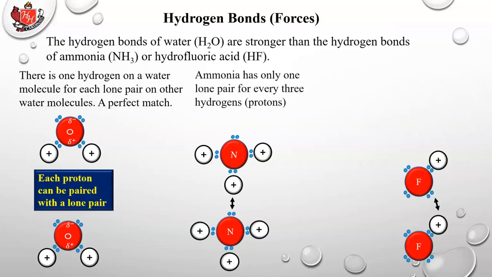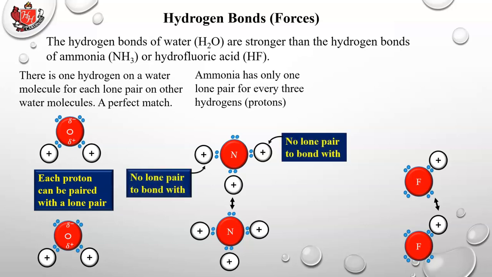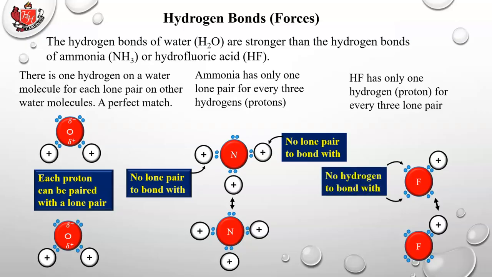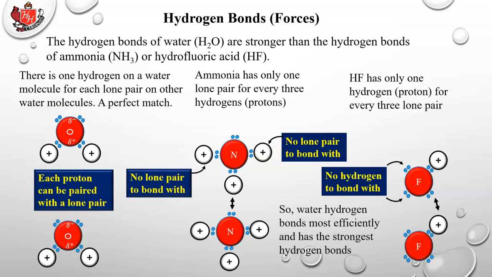If you look at ammonia here, ammonia has only 1 lone pair for every 3 hydrogens, protons. Okay, so you see for those 2 protons, there's no lone pair to attach to. So it's a mismatch. If you go over to hydrofluoric acid, it has only 1 hydrogen proton for every 3 lone pairs. So again, there's no hydrogen protons to bond with those 2 lone pairs, so again it's a mismatch. So because water has a perfect 2-to-2 matchup, it's going to have stronger hydrogen bonds than either ammonia or hydrofluoric acid. So water hydrogen bonds most efficiently and has the strongest hydrogen bond.